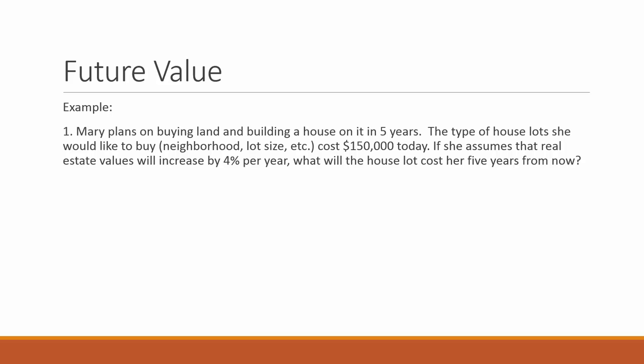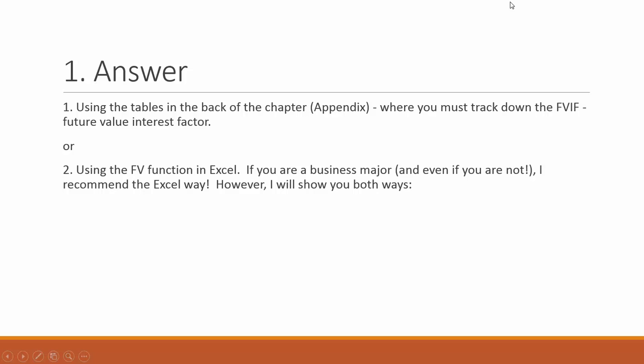Here's an example. Mary plans on buying land and building a house on it in 5 years. The type of house lot she would like to buy costs $150,000 today. If she assumes that real estate values will increase by 4% per year, what will the house lot cost her 5 years from now? So this is a classic example of the application of the time value of money. Let's take a look at the solution.